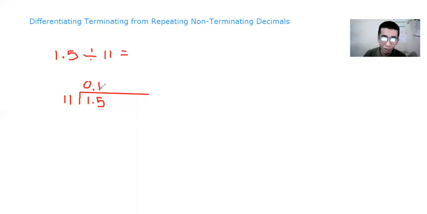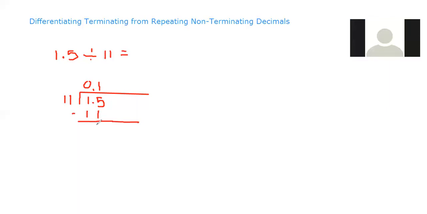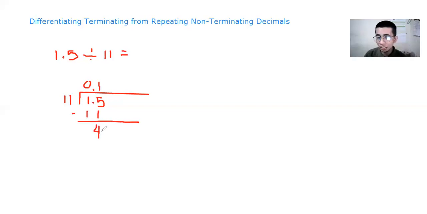Then 1 times 11, that is 11. Then we're going to subtract 15 minus 11. 15 minus 11, the answer is 4. Ngayon, hanggat hindi nagsisiro yung ating sagot kapag nagsusubtract tayo, mag-a-add lang tayo ng 0 dito. Then we're going to bring down 0.